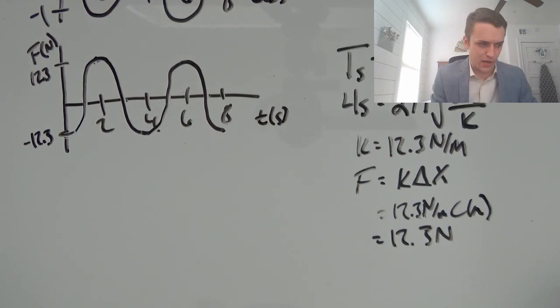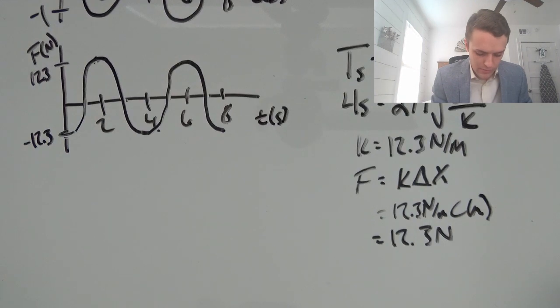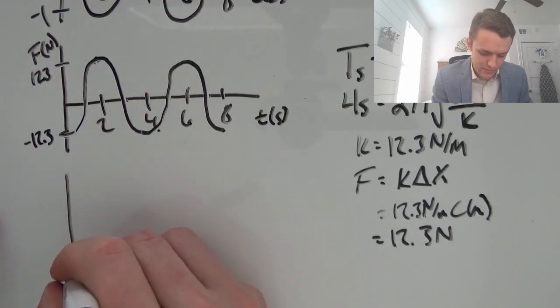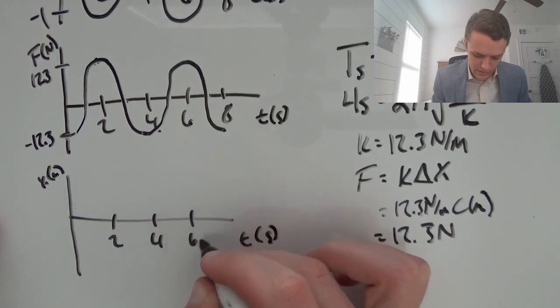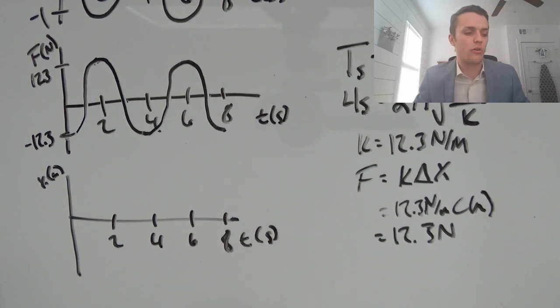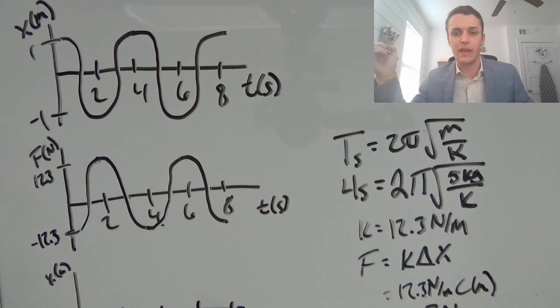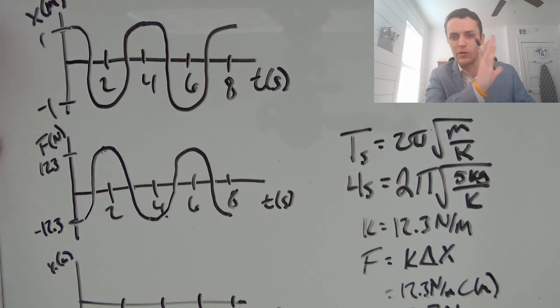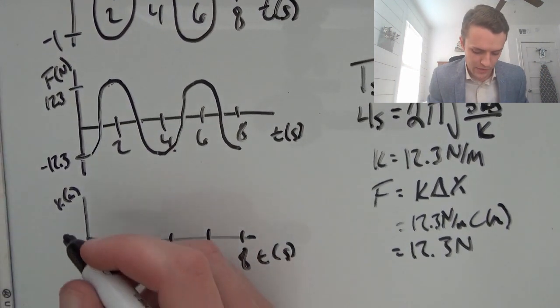But that brings us to the last problem, which says redraw the position graph as if you pulled the spring back to 0.5 meters initially, and gives you position versus time axes here. X, t in seconds, 2, 4, 6, 8. Great. So we're redrawing the position graph as if you pulled the spring back to 0.5 meters initially. If we look back at the original position graph, we pulled it to just 1 meter and then released, because that's where we start off. We start off at 1 and then it goes back and forth. So this time we're only pulling back to 0.5. So we should start up here at positive 0.5.